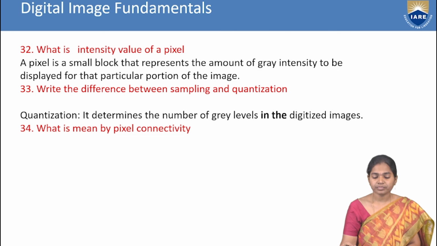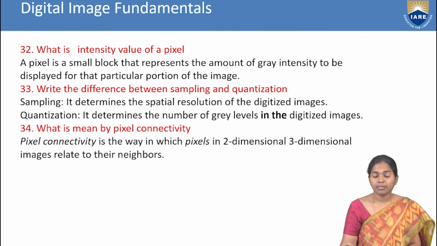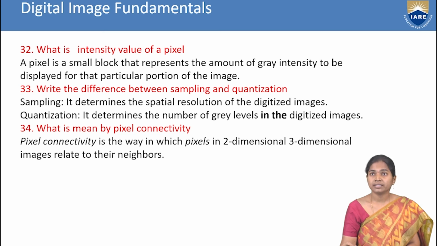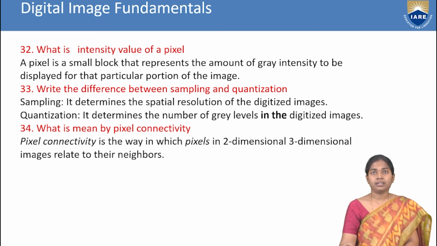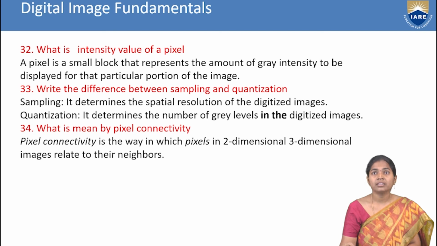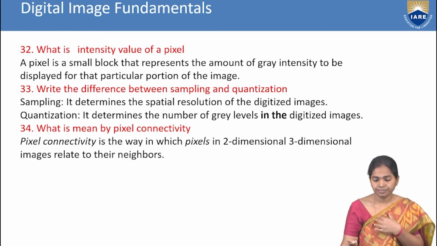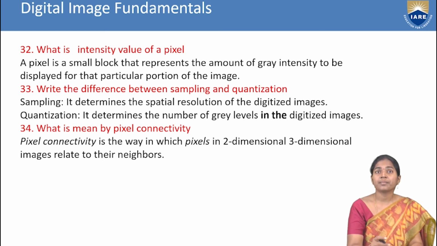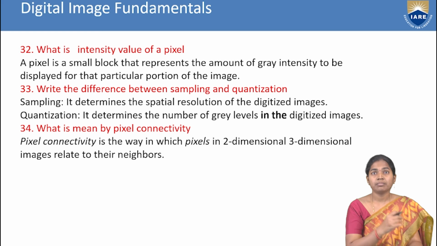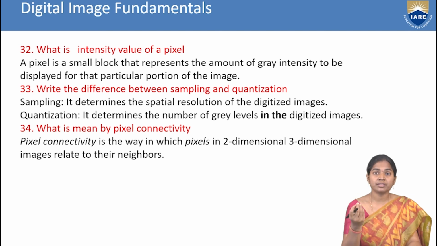Here, sampling determines the spatial resolution of the digitized images, and quantization determines the number of gray levels in the digitized image. So sampling means the number of samples is increased. An increased number of samples gives the spatial resolution. It gives the maximum output. The image quality is very clear.